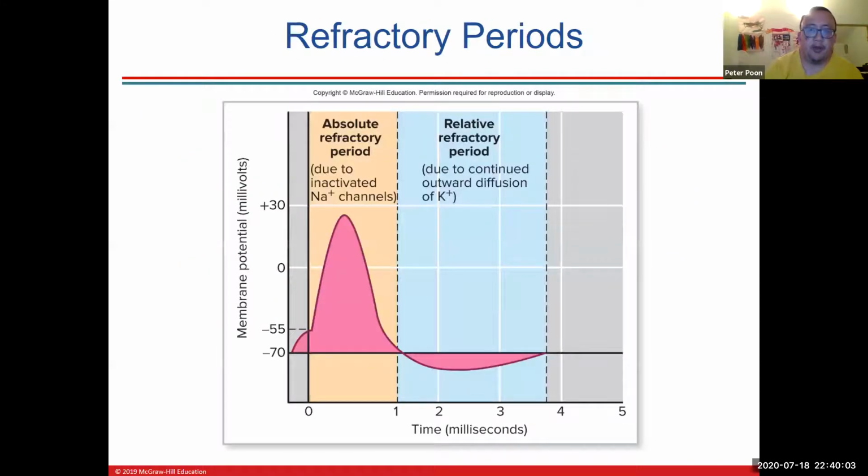So here, it's the absolute refractory period where you can't do anything. Here you need a huge stimulus. You need a huge sodium input to compensate for the potassium output.